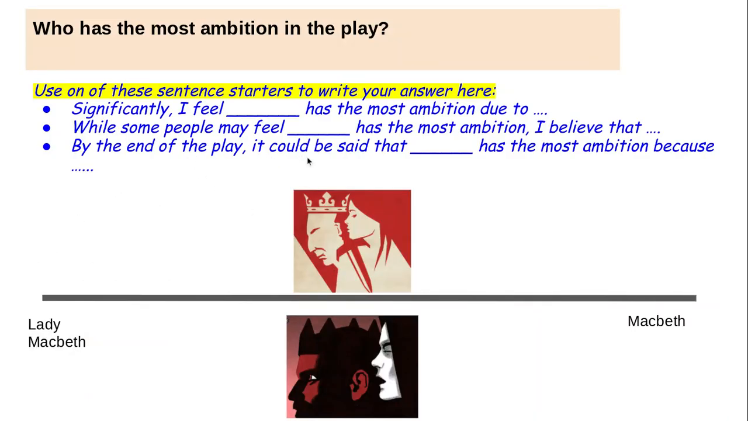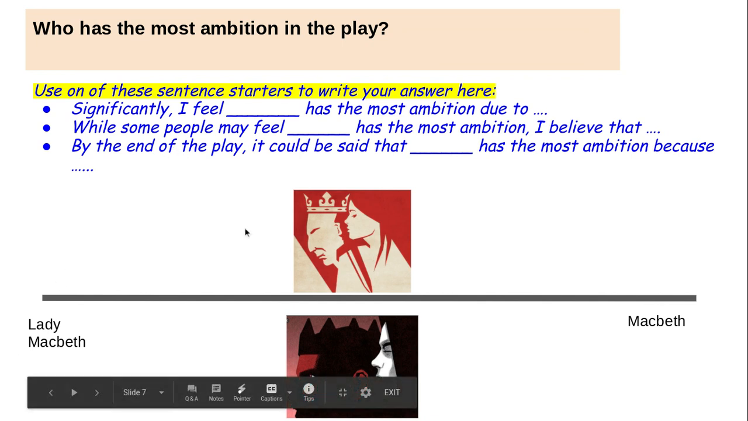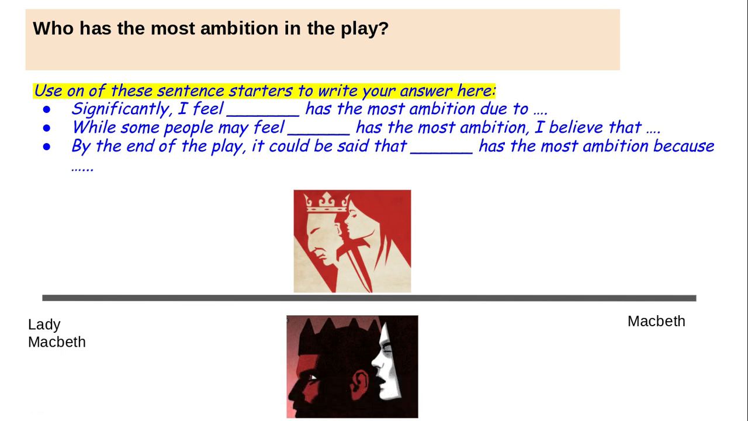Decide who, first of all, has the most ambition in the play. Is it Lady Macbeth or Macbeth? And you're going to use one of these sentence starters to clarify your answer. So either: significantly, I feel, has the most ambition due to; while some people may feel has the most ambition, I believe that; by the end of the play, it could be said that has the most ambition because. So decide which sentence starter you want to use and who you think has the most ambition and why.